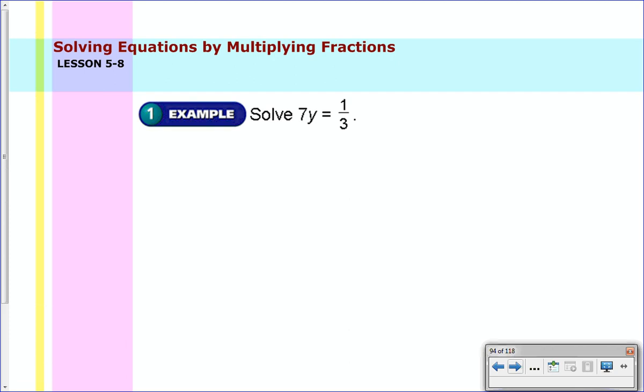So it's your turn now. Go ahead and solve this one. Solve for y: 7 times y is the same as 1/3. Go ahead and pause me now.